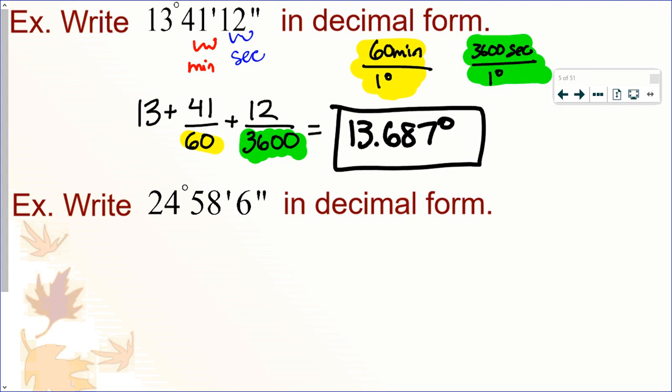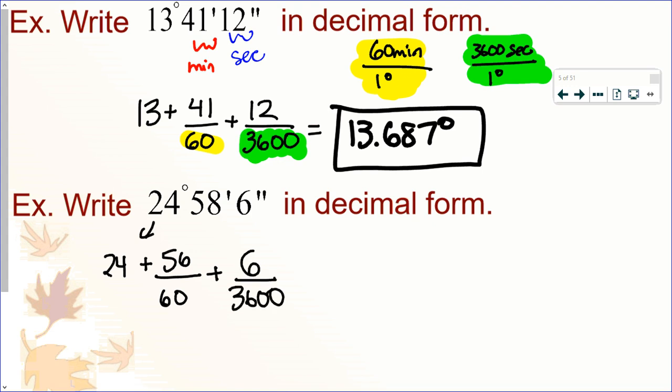So for this next one, the whole degree stays just 24. Then we convert the minutes to degrees by dividing by 60. And then we convert the seconds to degrees by dividing by 3,600. So 24 degrees, 56 out of 60 degrees, plus 6 out of 3,600 degrees, because you've converted them all to degrees by dividing by their conversion factor. Okay, and I get 24.935 degrees.